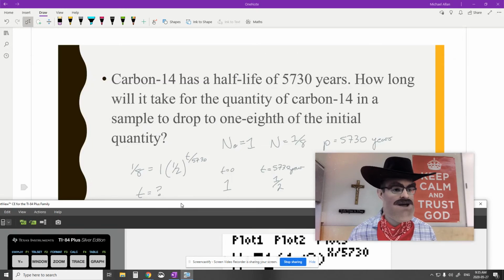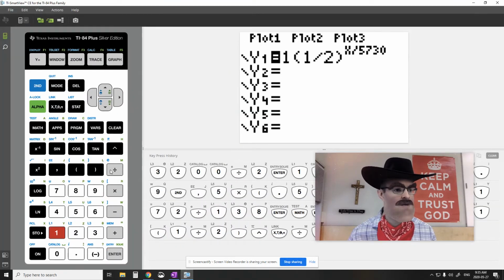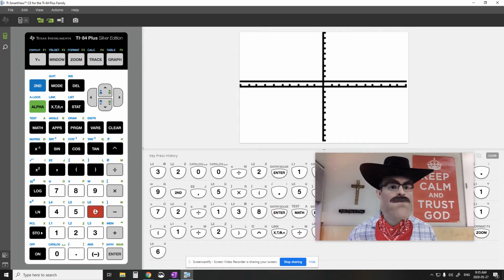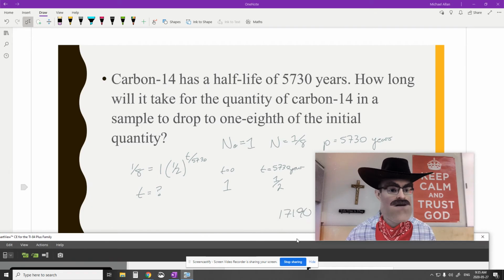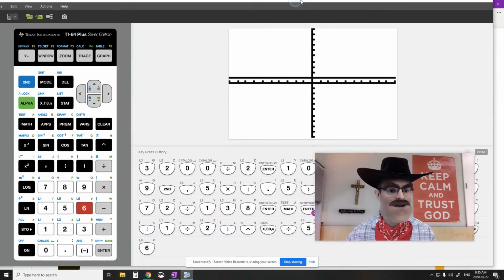We're going to graph the right-hand side as 2 different equations. So I'm going to put 1/8 on this side. I'm going to graph that. There's a line. That line is my exponential graph. You just can't see that as decaying because my domain is way too small. This is the x-axis and my time axis is in years. And I know my solution should be around 17,000 years.